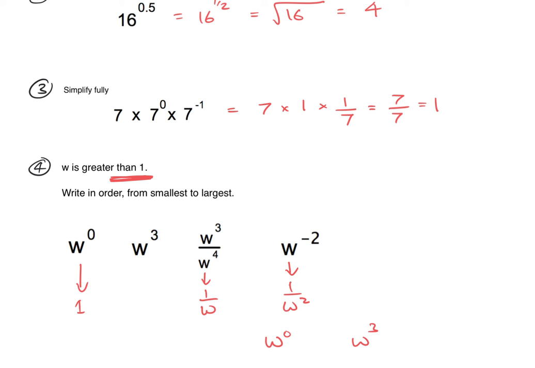My fractions, the denominators will be larger than the numerators, because w is greater than 1. So w to the 0 is the second largest one, 1 over w, and then 1 over w squared. 1 over w squared will be smaller than 1 over w. So here, this is the smallest, this is the next, this is the next, this is the next, and there my question is finished.